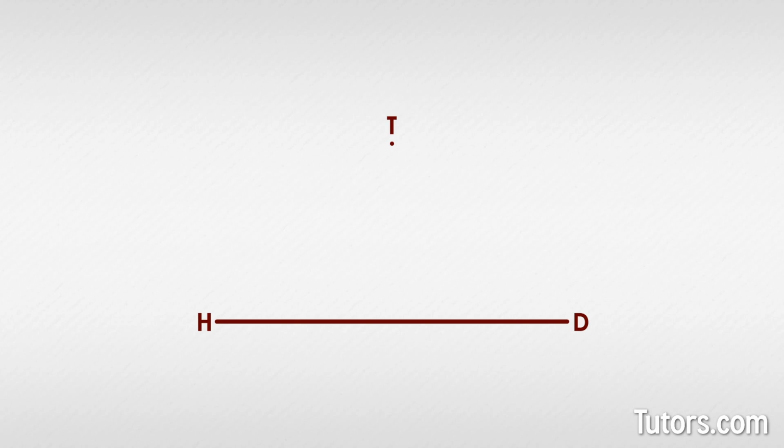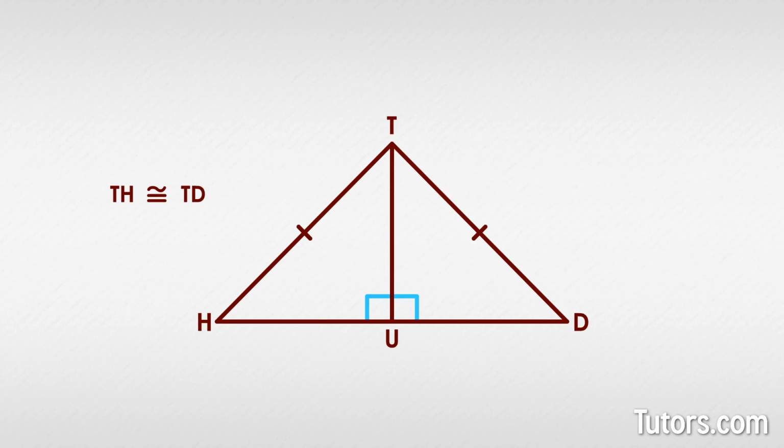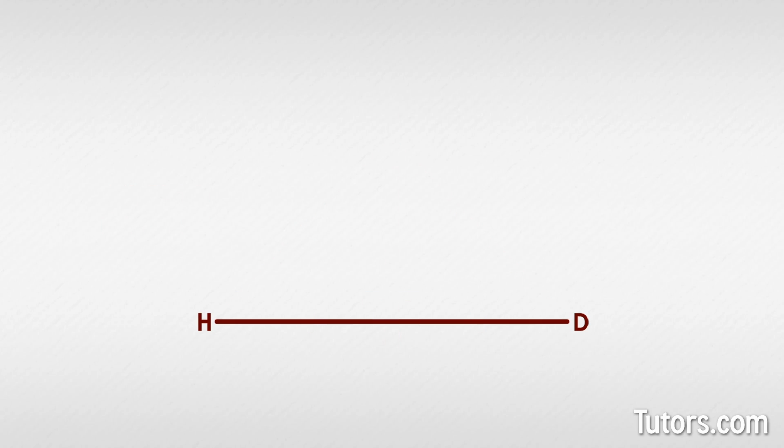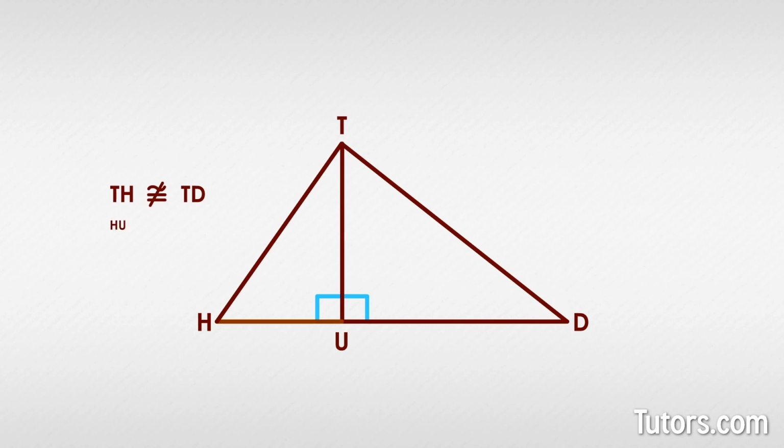You can prove or disprove this by dropping a perpendicular line from point T through line segment HD, where your perpendicular line crosses HD, call it point U. If point T is the same distance from points H and D, then HU is congruent to UD. If point T is not the same distance from points H and D, then HU is not congruent to UD. This symbol means not congruent to.